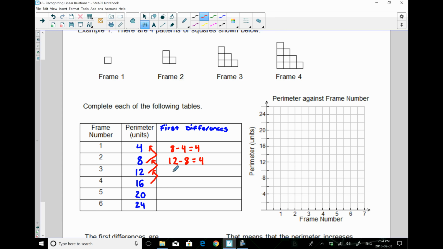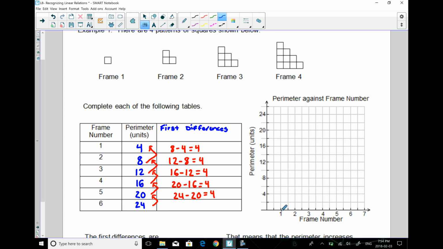16 minus 12. That's 4. 20 minus 16. Again, always subtract up. And 24 minus 20. So our first differences are all 4. What does this mean? Let's graph this to see what's happening and what the first differences tell us.